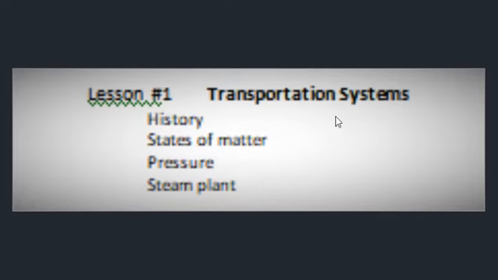This is our guide for today. It's called Transportation Systems. It goes through, as I said, history, and then we're going to talk about states of matter, which I know you already know about, but then we'll review it. And we'll talk about pressure. How do we get pressure? Where does that come from? And then that leads us to the steam plant, which should be very, very interesting. Let's discuss and look at a couple of little demos that I want to share with you first.